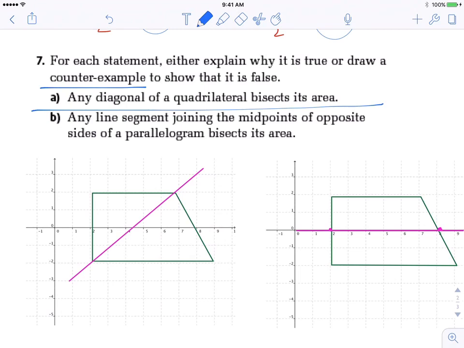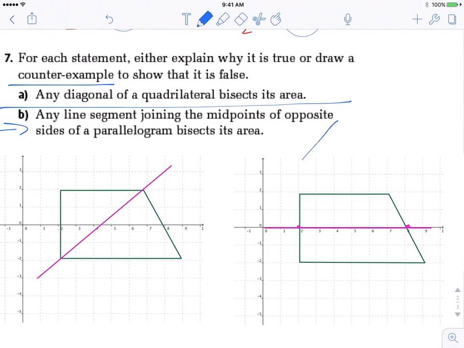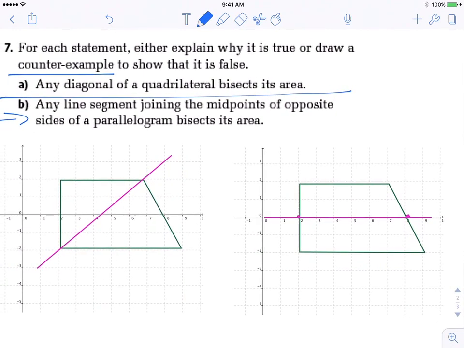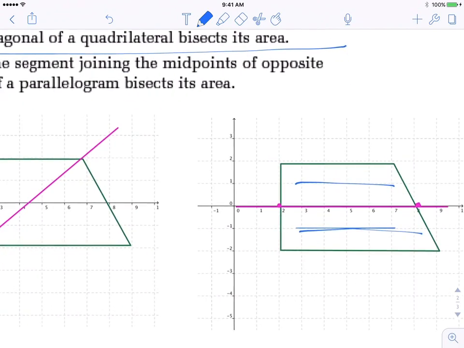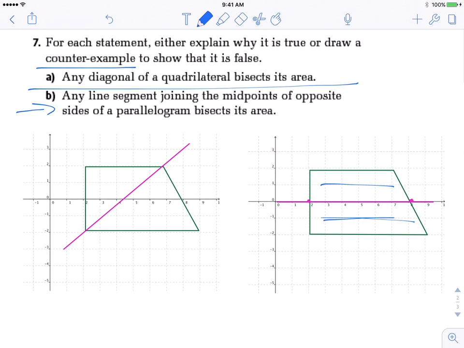Then the second part here, B, says any line segment joining the midpoints of opposite sides of a parallelogram bisects its area. And normally that would work. If I take a regular parallelogram and I join the midpoints of the opposite sides, that would work. If I took this midpoint and that point, we cut the area in half. But this would not be the case if you have a trapezoid, because you'll notice that this part here has a longer base, and this part here has a shorter base, and they both have the same height. So in this case, we have an exception to that rule.